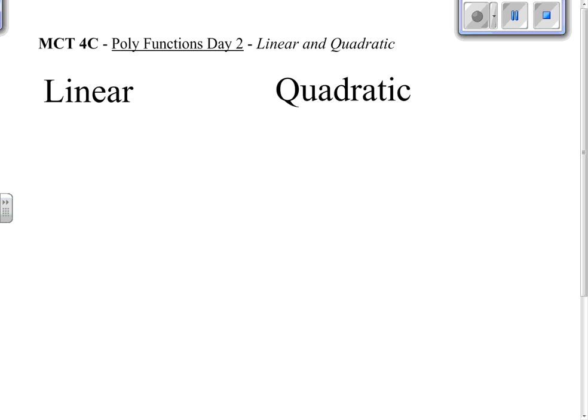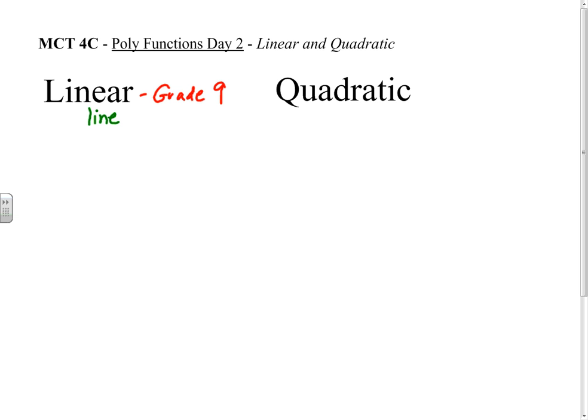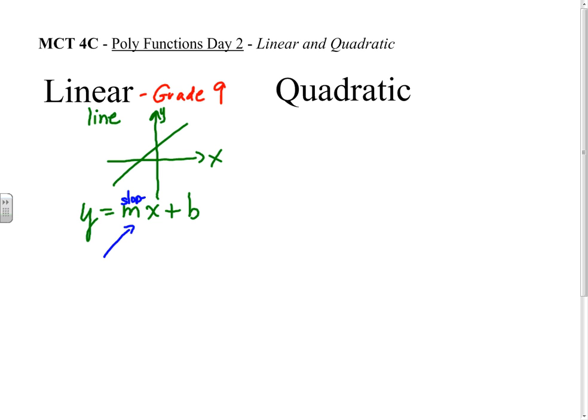All right, MCT4C, we're on our second day of polynomial functions with the familiar and the tried and the true, linear and quadratic. Linear we looked at in grade 9. And we know a lot more about lines than we think we do. The word is embedded. We know what the graph will look like. We know that the equation would look like y equals mx plus b, knowing that m would give us our slope and b would give us the y-intercept.